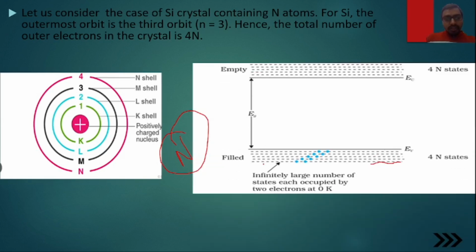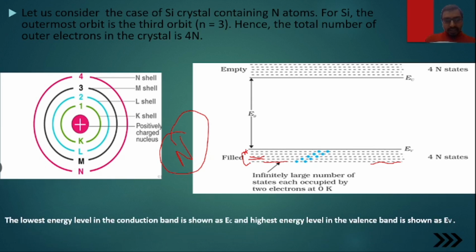Now let us consider this is the energy level of the valence electron of the first atom. This is the energy level of the second atom. This is the energy level of the third atom. Likewise, there are n atoms, so this is the energy level of the nth atom. These energy levels now start to look like a band because they are very closely spaced. This is how the band is formed.